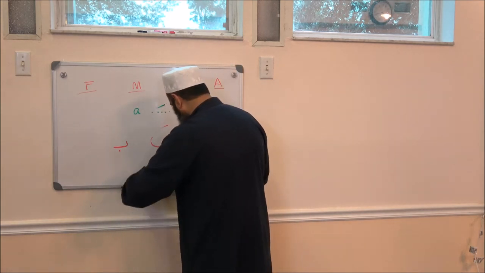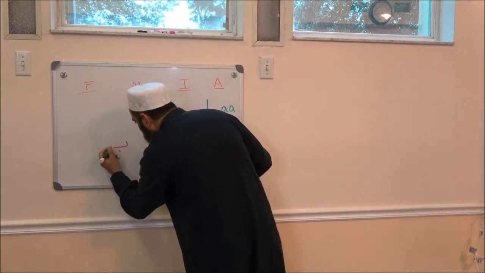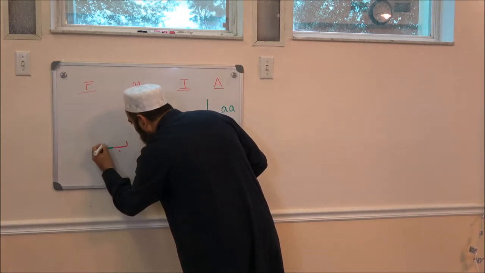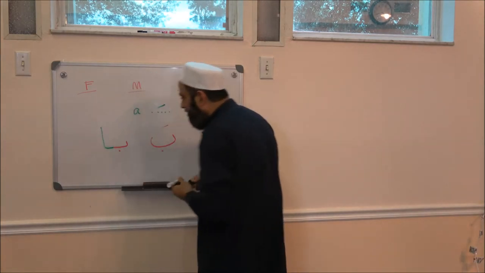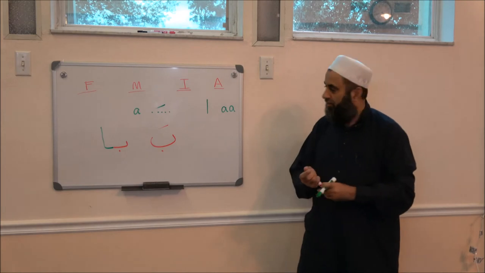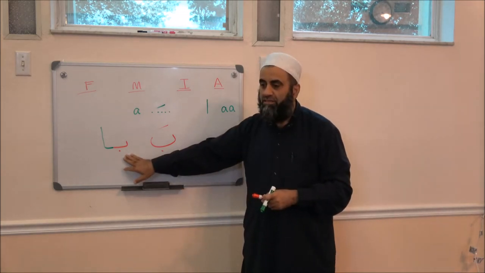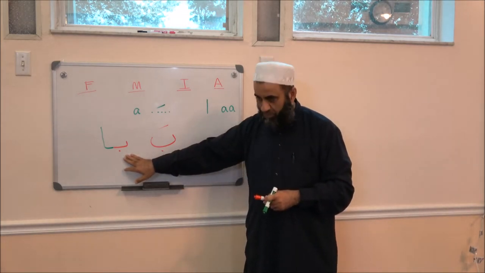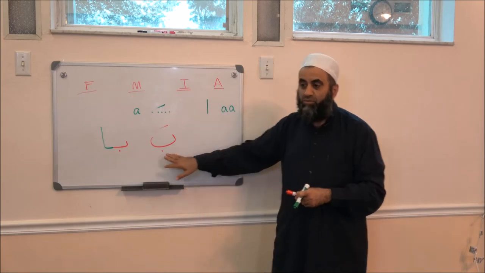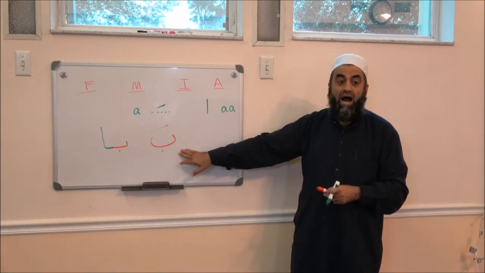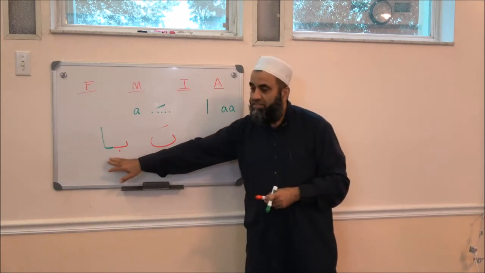Let's make it a little bit shorter. How many letters do I have connected to each other now? Two. Two, right? Can you read? Yeah. Go ahead. Ba. How about this one? Ba. This one is? Ba.